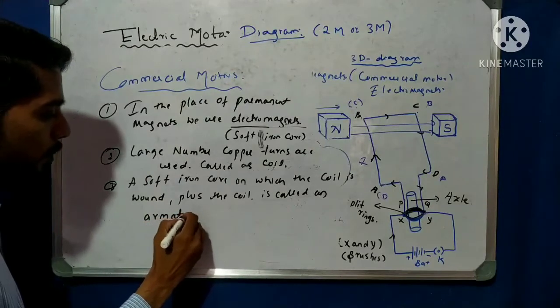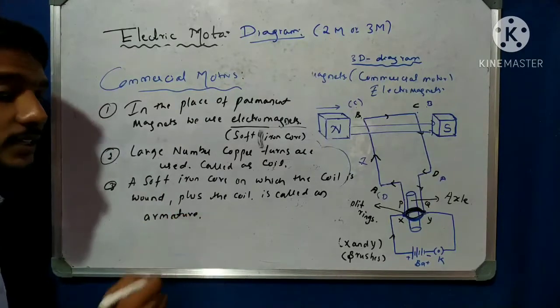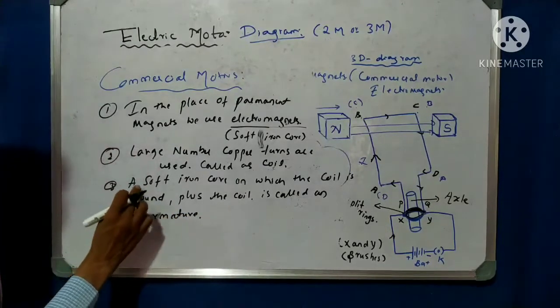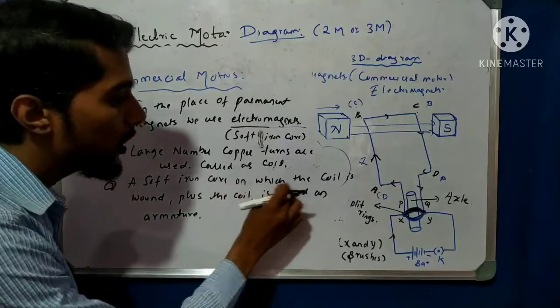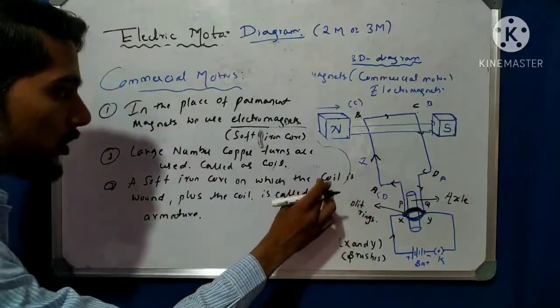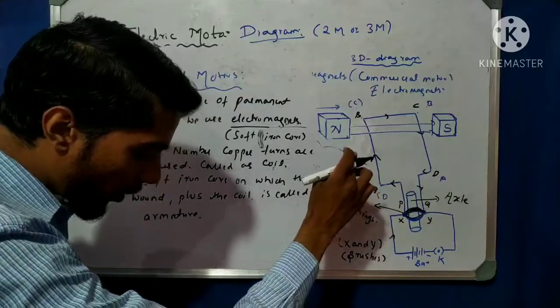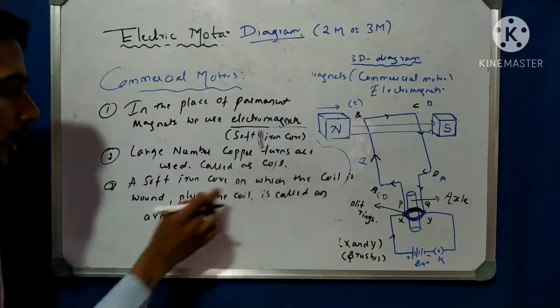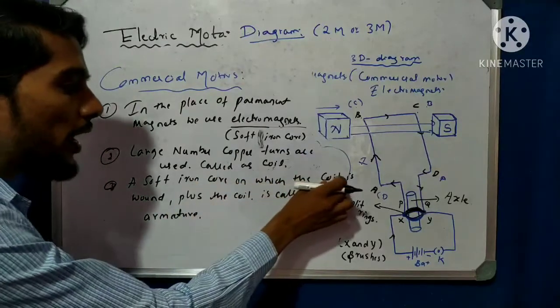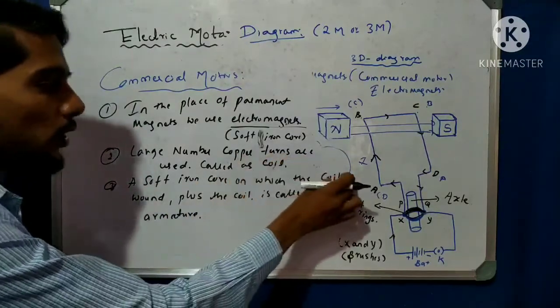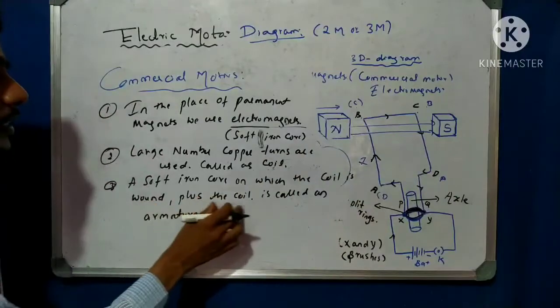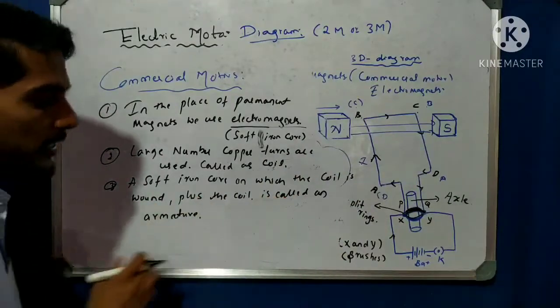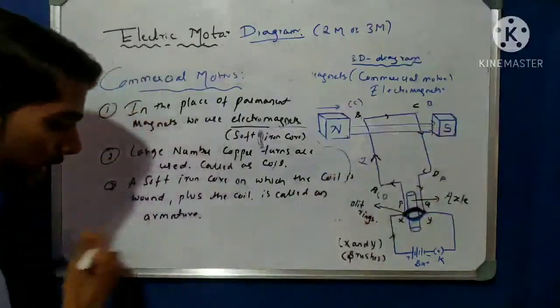In examinations, most of the time they ask about armature. What is armature? This is the definition: a soft iron core on which the coil is wound. Okay, this coil is nothing but copper turns. So a soft iron core on which the coil is wound, the coil being nothing but copper turns. The coil wound on the core is called the armature. That is called ABCD.